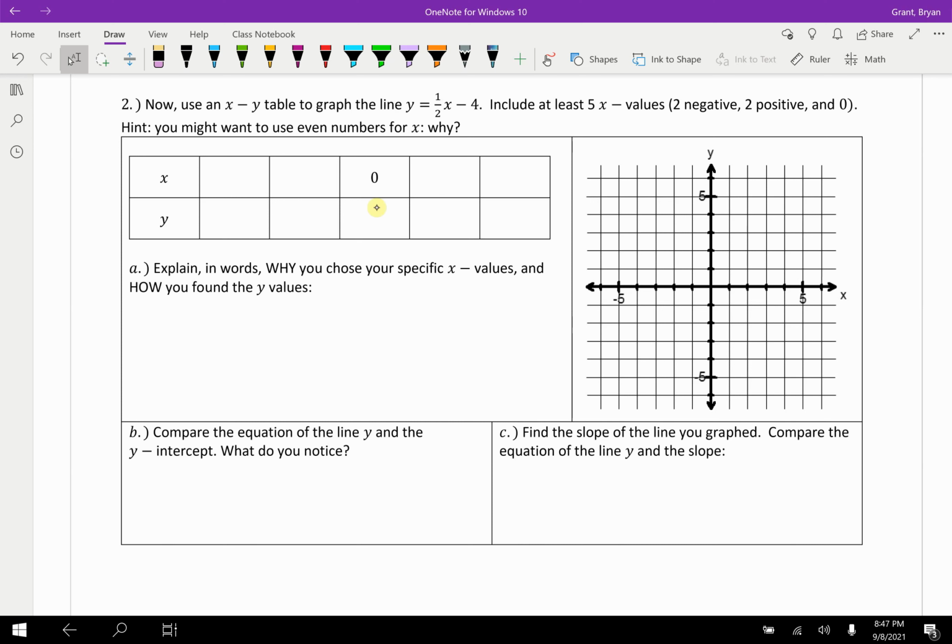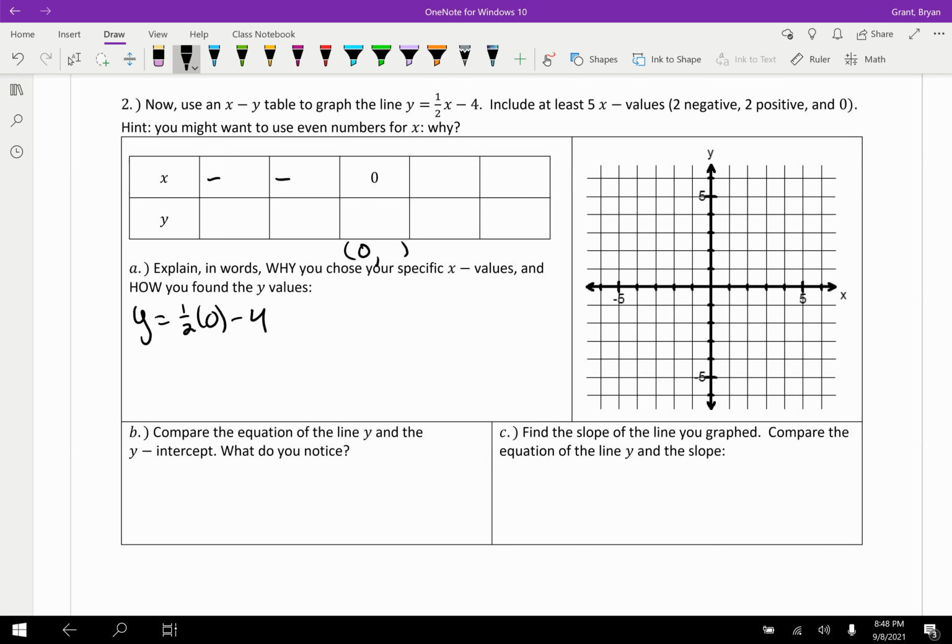Okay, so I have this equation y equals 1/2 x minus 4. We're going to include 5 x values. 2 negative ones, let's put those in, 2 positive ones, and of course 0. So let's make sure we know what we're doing first. Let's just try 0. 0 is an input here, right? This is going to make 0 comma something. To find the output, we replace the x with 0, and we subtract 4.